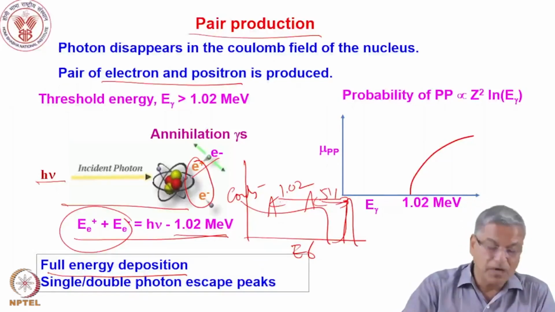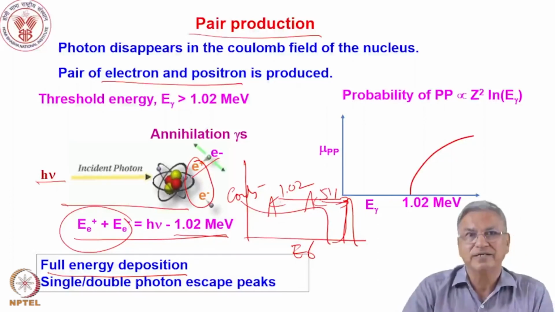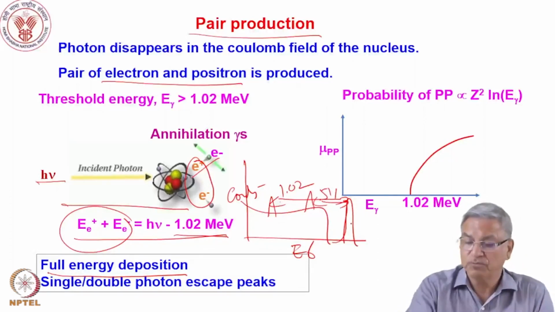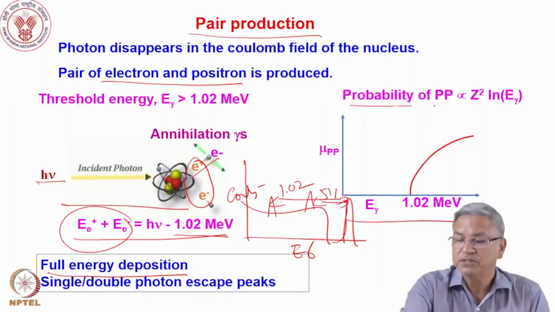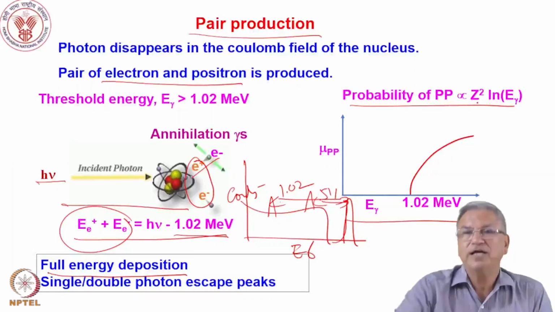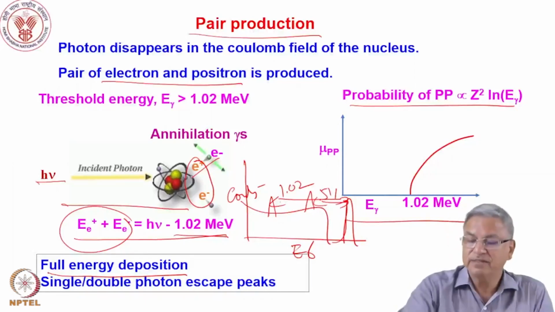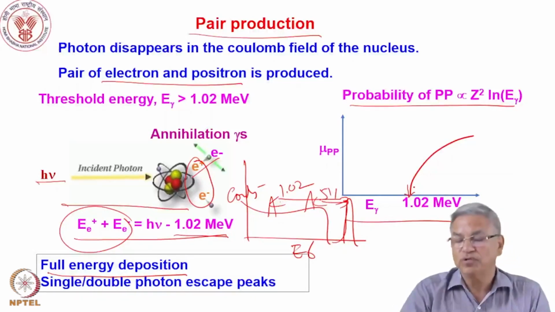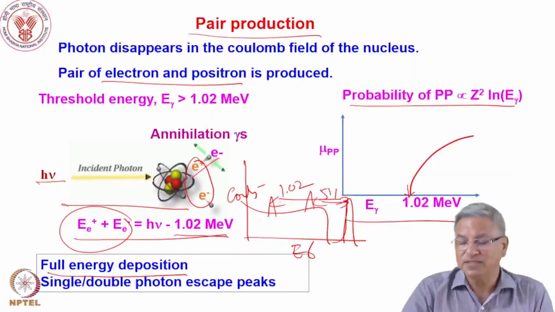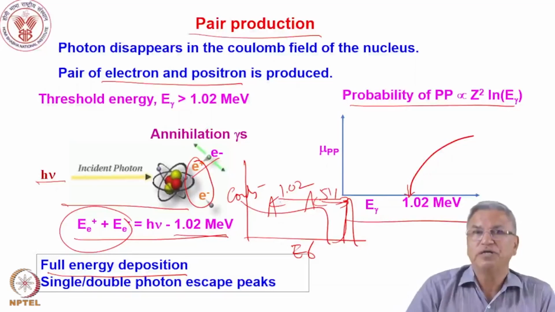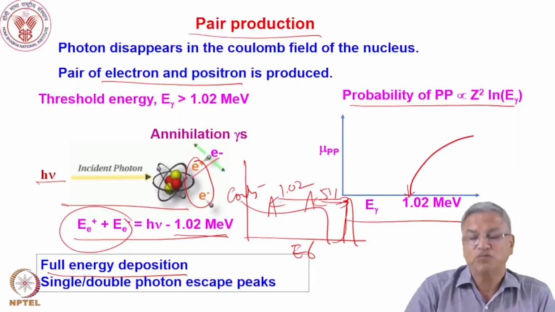So you can immediately make out that since the gamma energy is higher than 1.02 MeV, pair production will be a dominant process. The probability of pair production varies with the energy of the gamma ray and the Z of the absorber in this fashion: Z square into ln of E gamma. There is a threshold for pair production, and as you go on increasing the energy of the photon, the pair production probability increases. So at, let us say, 2 MeV, 3 MeV, you will find pair production will dominate the interaction of gamma rays with matter.